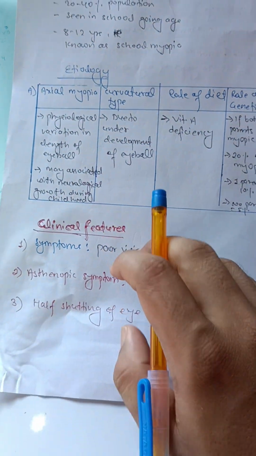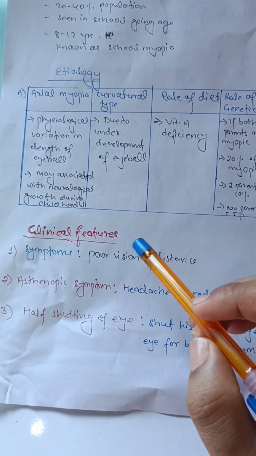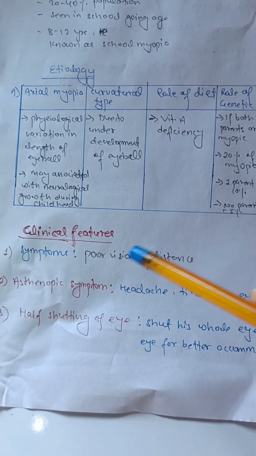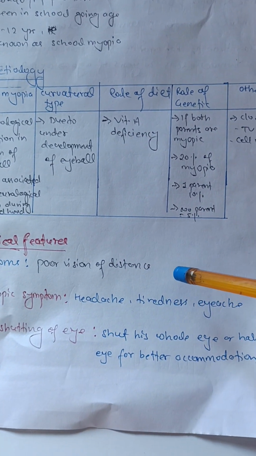And talking about clinical features, in symptoms there is poor vision for distance, and asthenopic symptoms: headache, tiredness, and eye ache. And there is half shutting of eyelids, the patient shuts the whole eye or half eye for better accommodation.